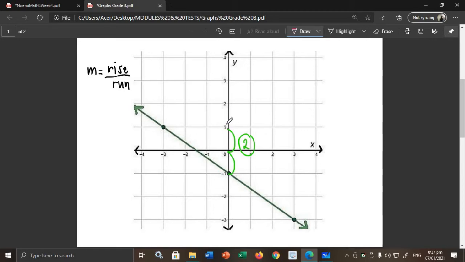So let's count from here. We have 1, 2, 3. So we have 3 units, but then it is going to the left. So this is equivalent to negative 3.